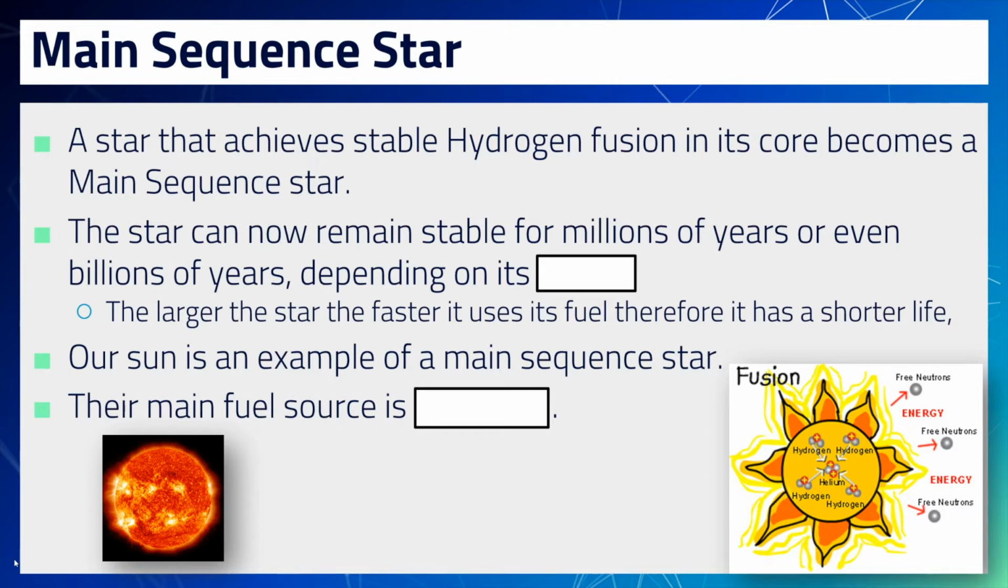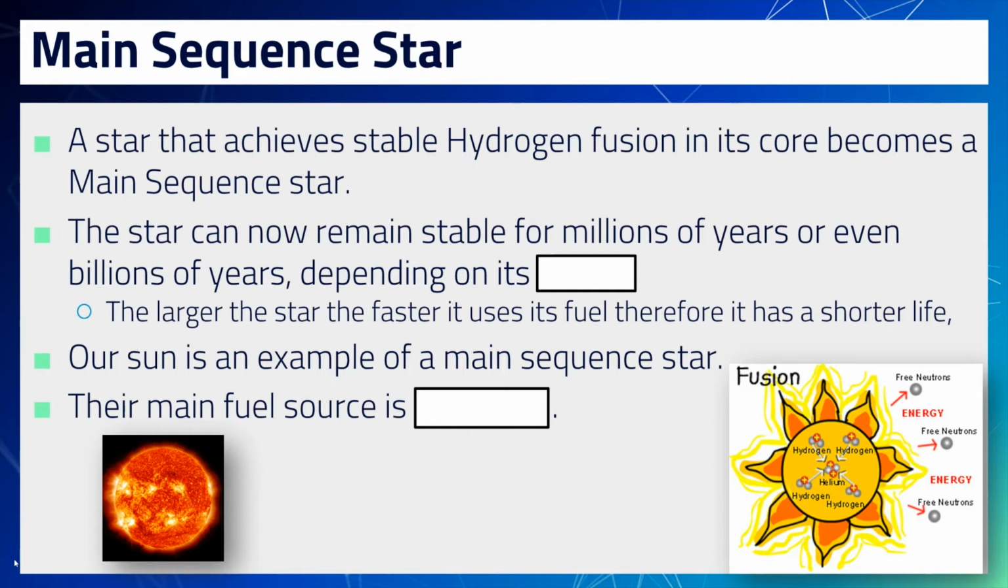So as a protostar, you've got all this gas and dust collapsing inwards, and maybe a little bit of hydrogen fusion occurs. But until that hydrogen fusion, where you have hydrogen atoms being combined with another hydrogen atom to form helium, is occurring in a stable manner and it's not stopping and starting, it's not a main sequence star.